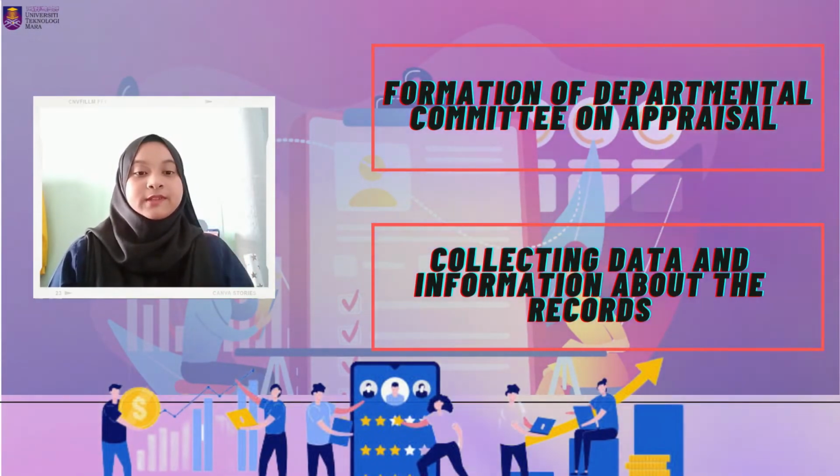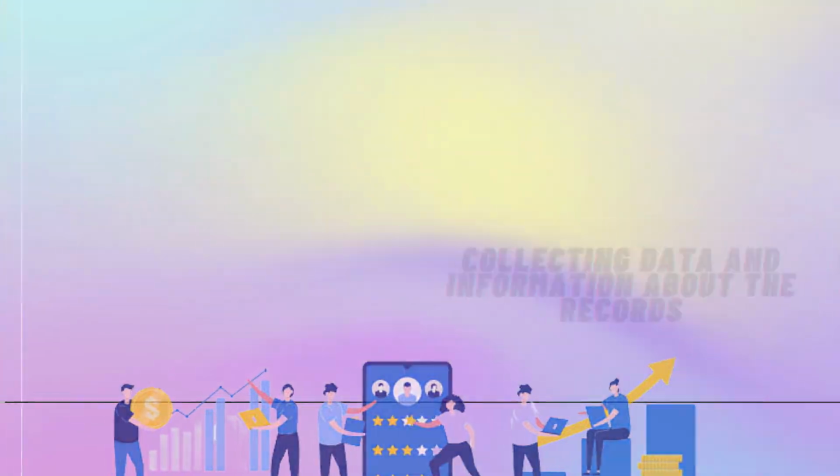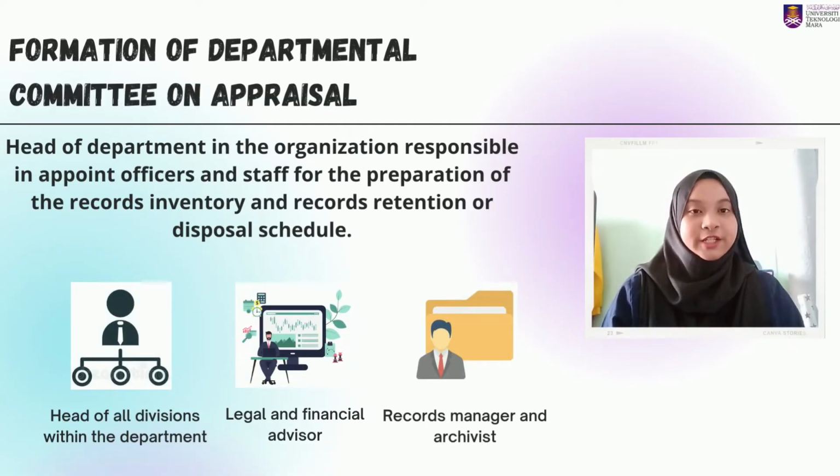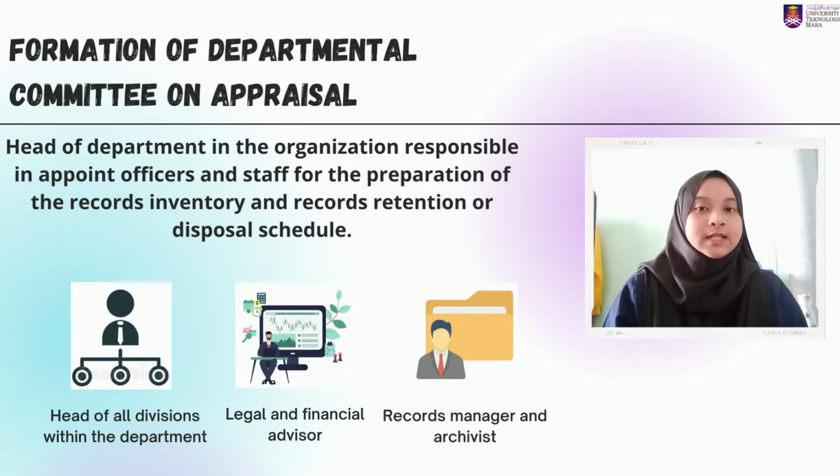There are two main processes to be considered in records appraisal, which are, firstly, formation of departmental committee on appraisal, and secondly, collecting data and information about the records. For the first process, the head of department in an organization is responsible for appointing officers and staff to prepare the records inventory and the documents retention or disposal schedule. A committee should comprise the head of all the divisions for each department, a legal and financial counselor, and also a records manager and archivist.